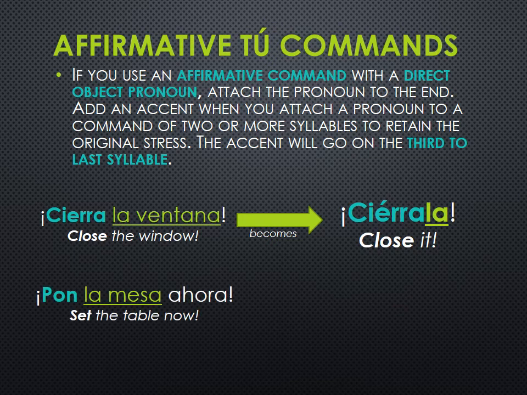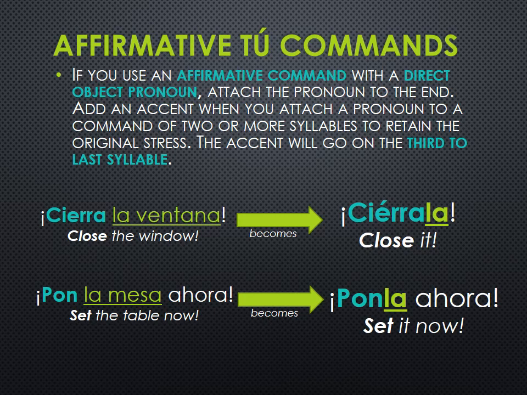All right, if I said pon la mesa ahora, set the table now, we know that la mesa is our direct object because what do I set? The table. Okay, so that is our direct object. If we replace that with the direct object pronoun, since it's feminine and singular, we're going to use the pronoun la. Okay, so if I wanted to say set it now instead of set the table now, pon la mesa ahora becomes ponla ahora.